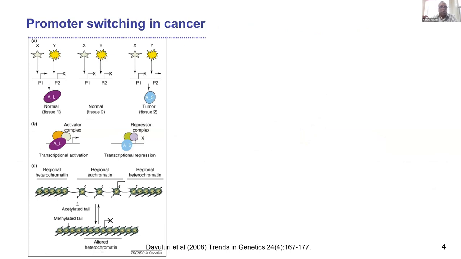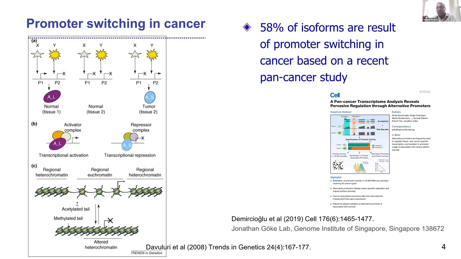So why is it important from the cancer point of view? This is again a cartoon which we published some time ago. A given gene may have 2 different promoters. Promoter 1 could be a target of pathway X. Promoter 2 could be a target of pathway Y. So one gene could be a target of different pathways, and these pathways could be switched depending on which promoters are used. And if we look at a recent publication of the pan-cancer transcriptome, 58% of the isoforms are results of usage of different promoters in cancer. So that's a lot. There's a lot of promoter switching going on in cancer.